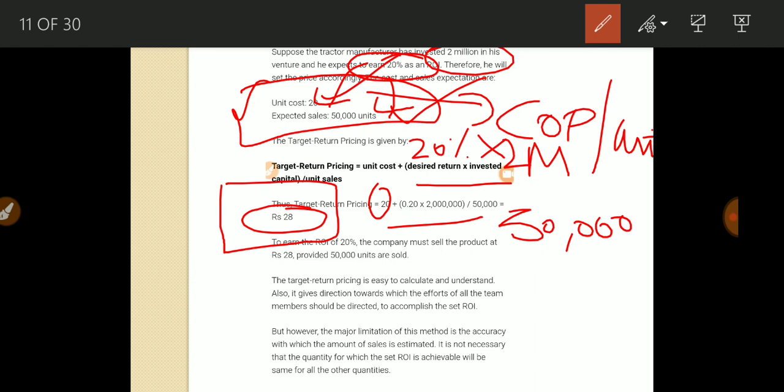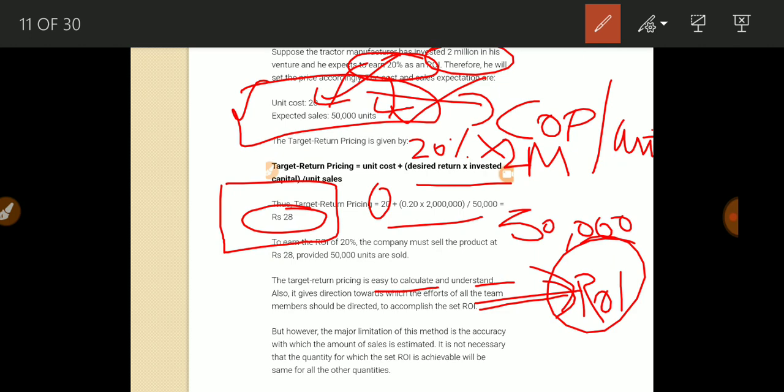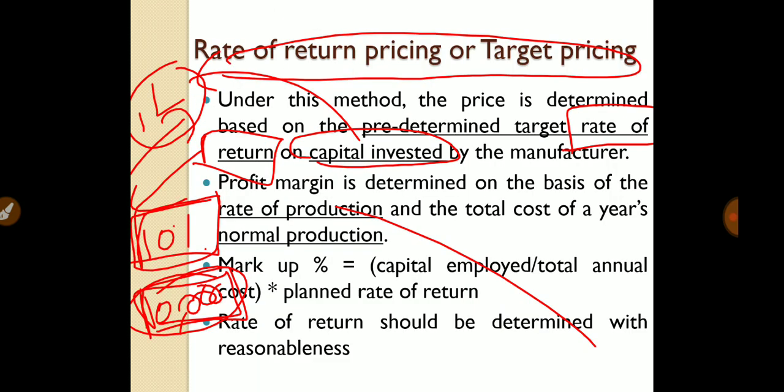What are the benefits of this method? It is very easy to calculate and understand, and you are actually going to make sure that you are reaching your rate of return. This is why the business works. So you are directly reaching your goal. But what is difficult here is that it is difficult to estimate your exact cost, and most importantly it is difficult to estimate your expected sales during the year. So that's one of the major limitations, that the amount of sales which has to be estimated is difficult. So this is about the target return pricing.